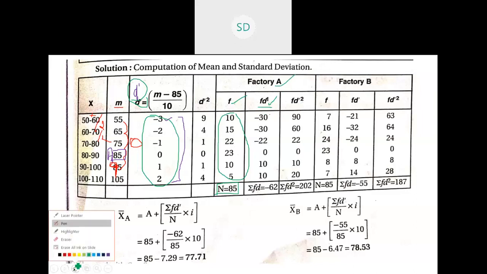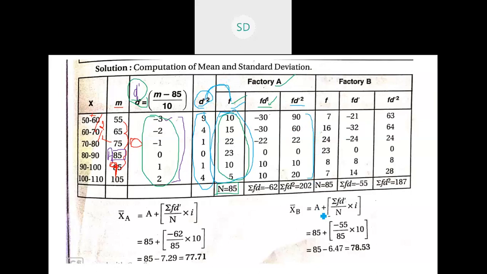Now the next step, after this, we are supposed to consider the next column, that is fd dash square. So we already have frequency, we also have calculated d dash square. Now multiply this d dash square into frequency. Once again, these two you have to multiply. When you multiply these two, you will be able to get this column, that is fd dash square.